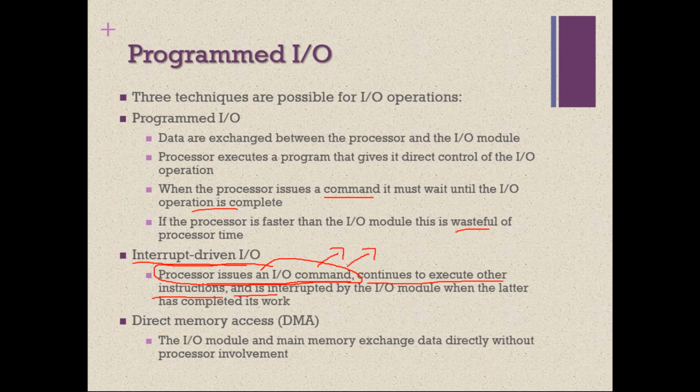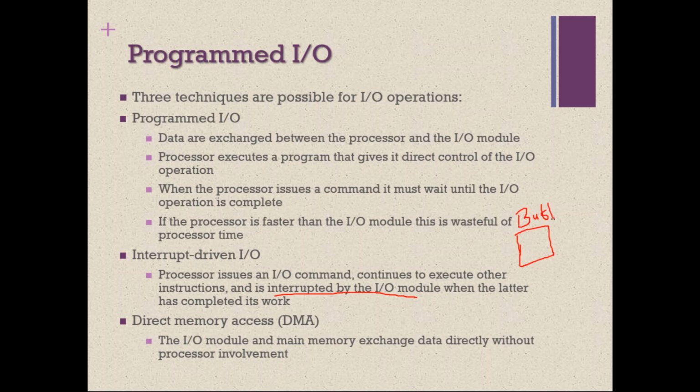Once this IO operation is completed, the IO module will generate an interrupt to the processor. Now the processor will understand that the job is completed. If the processor had asked to read some data, it means that the data is available in the buffer of the IO module. Now it can request the IO module to transfer that data. The IO module will place the data on the data bus and the processor can take the data.